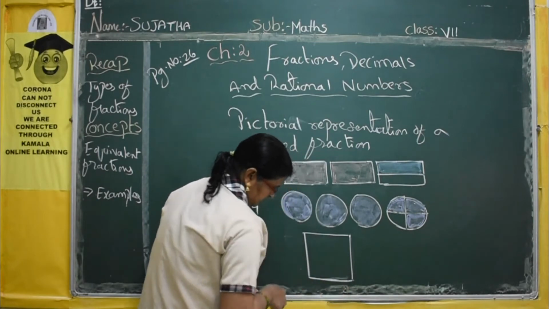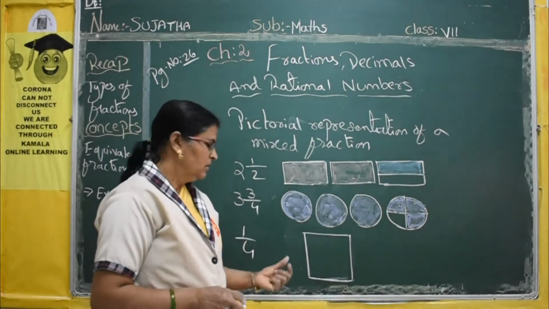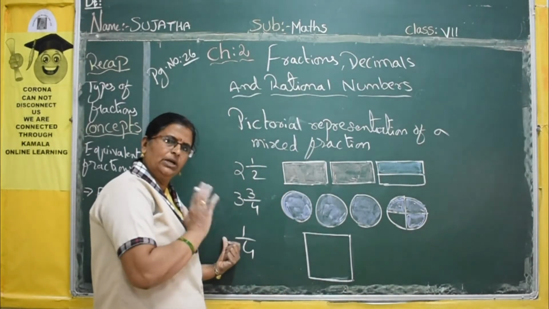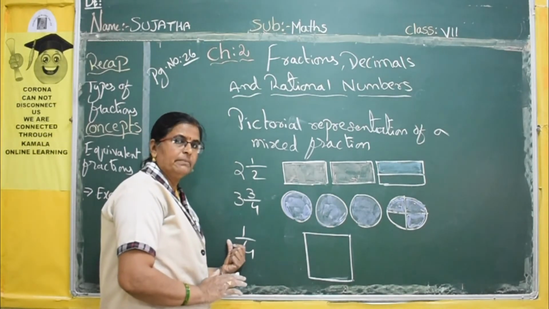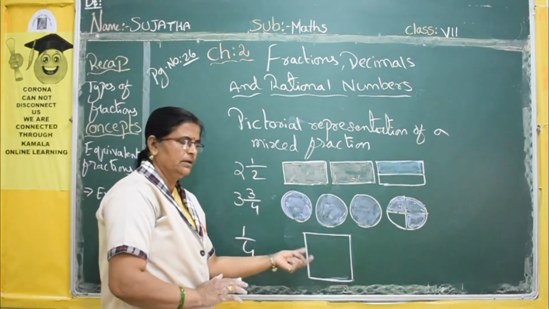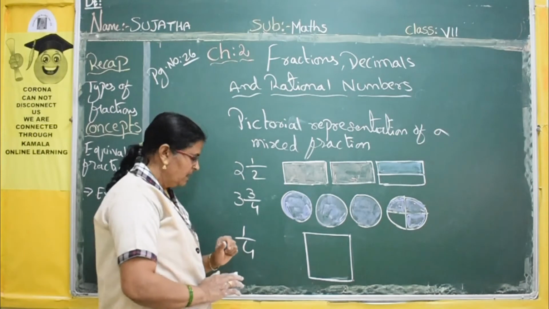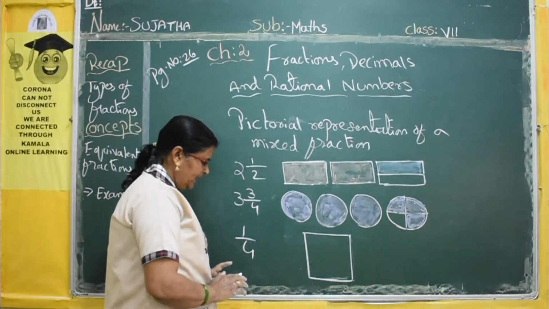See, this is a square I took. Okay, here it is not a mixed fraction, only a proper fraction. Mixed means a whole number will also be there. Here the whole part is not there. Now, I took only a proper fraction.